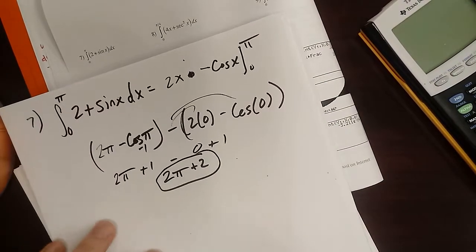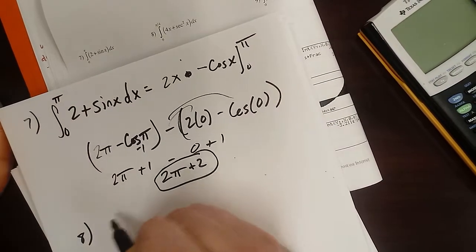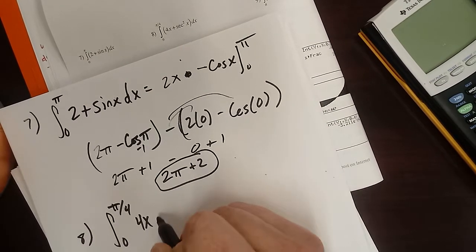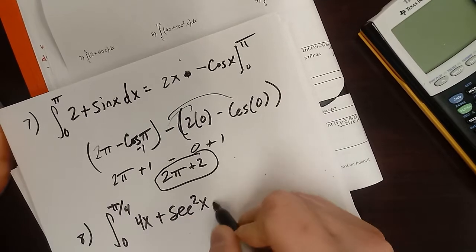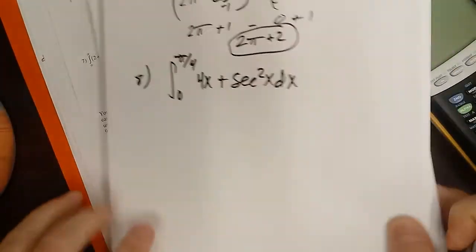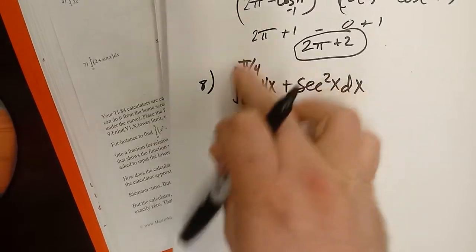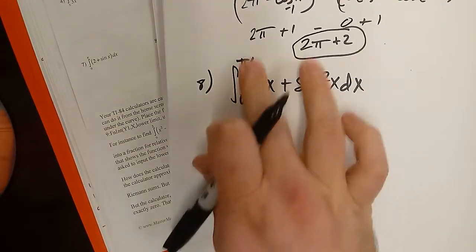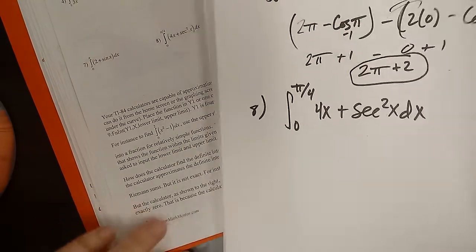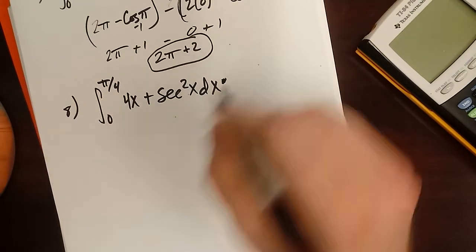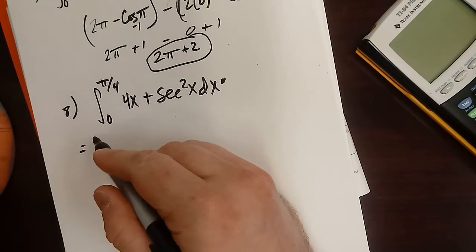Let's see, number 8 goes from 0 to pi over 4 of 4x plus secant squared x dx. You might notice I don't write the parentheses. It's understood that there are parentheses in between those two, as long as the stuff is in between the integral symbol and the dx, at least as far as I get it. So this is another pretty straightforward integral. I'm just going to put the equals down here.